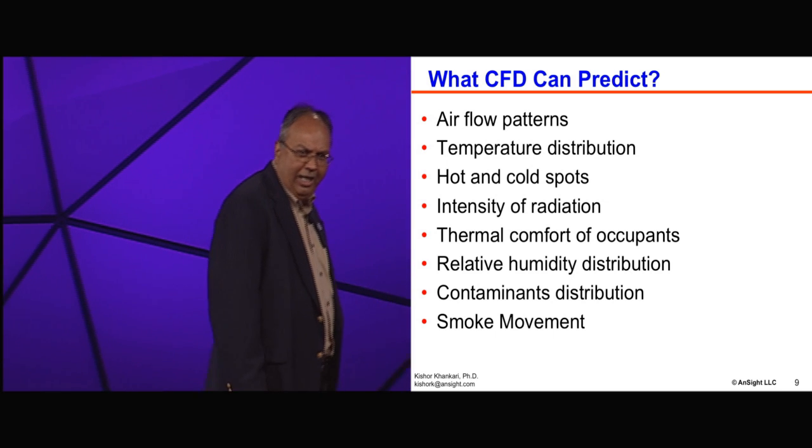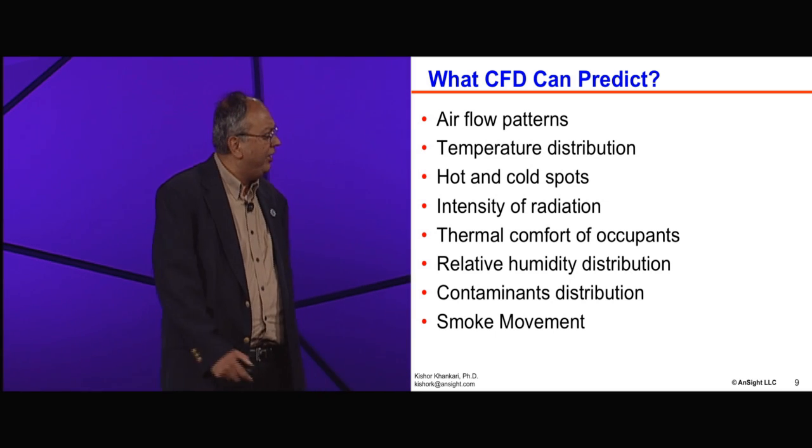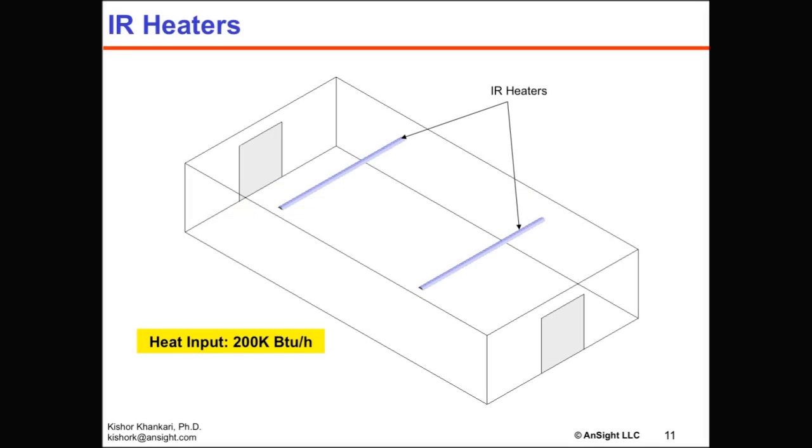So let's get to the business. Let's compare IR heaters versus unit heaters. This is the CFD model, a simple room, 50 feet by 100 feet, and there are two doors, and these doors are closed, and we put the Roberts-Gordon IR heaters there. You can see that. Now the idea is to simulate this and see what the heat distribution, temperature distribution, and airflow distribution in the space are, and the heat input is about 200 K BTUH.